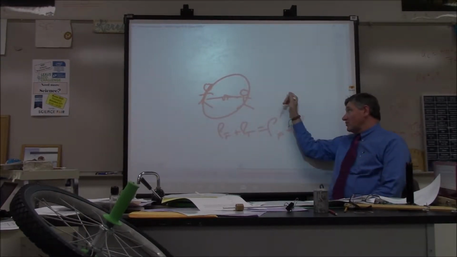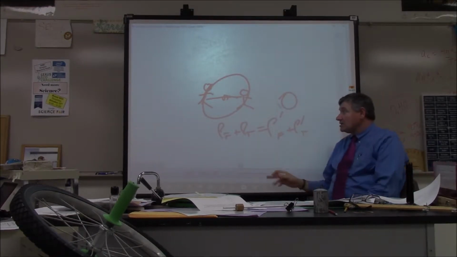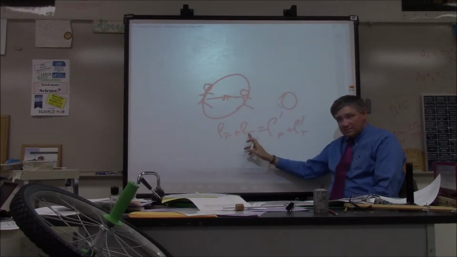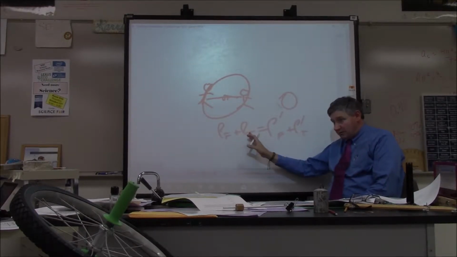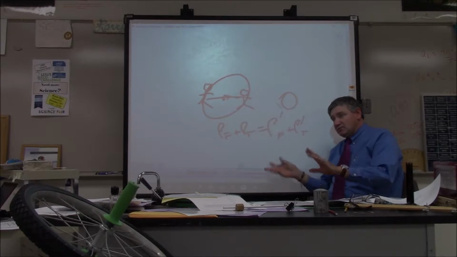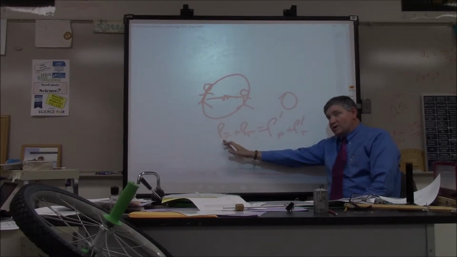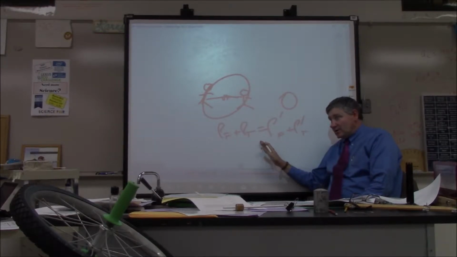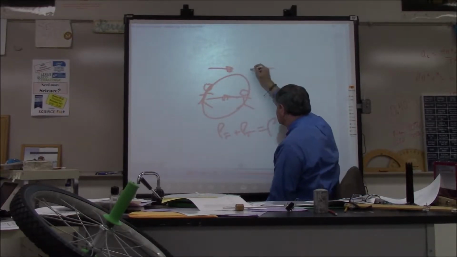Well, this whole thing is 0, right? Because they're going to hit and they're going to stop. So these two momentums over here have to be what? Equal and opposite. So the momentum of one had to equal the momentum of the other one. The only way that can happen is if one is positive and the other one is negative. So their momentum vectors are pointing like this.